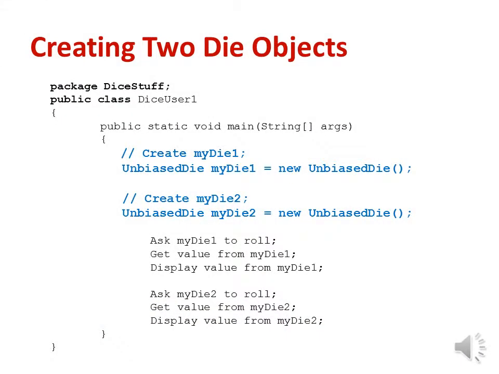We will now refine each step in the skeletal algorithm into Java statements. Let's refine the part about creating two die objects. We can create one unbiased die object called MyDie1 with the statement UnbiasedDie MyDie1 is assigned new UnbiasedDie. Similarly, we can create the second unbiased die object as MyDie2 with the statement UnbiasedDie MyDie2 is assigned new UnbiasedDie.